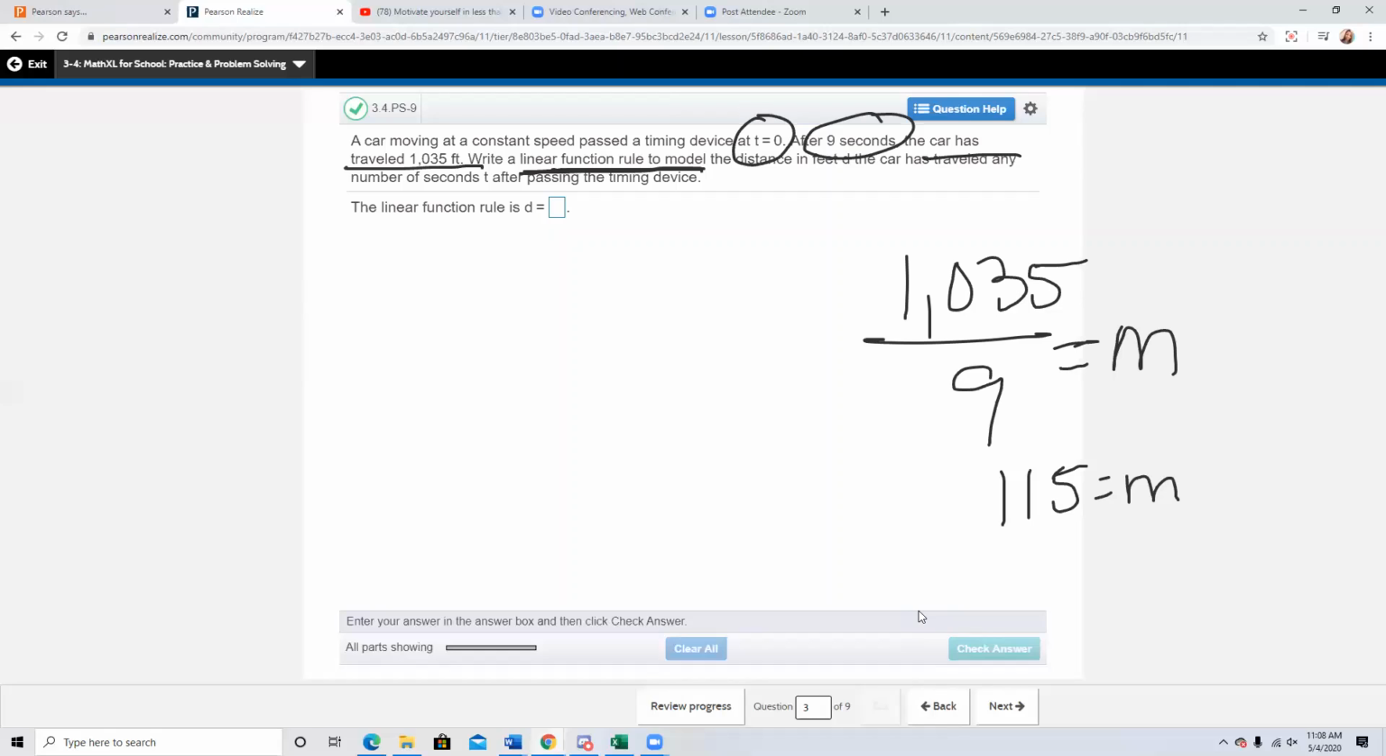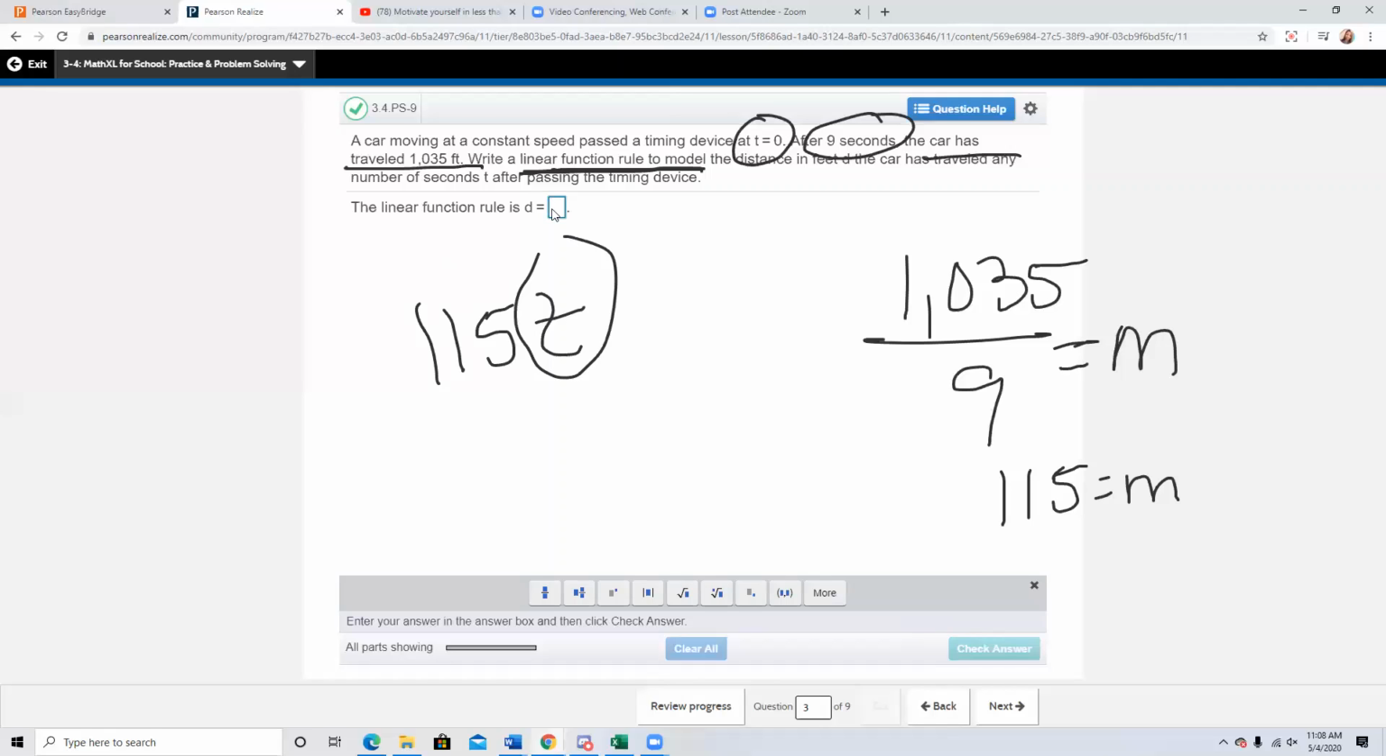But we have to find a linear function rule to model the distance. So if I were to travel 20 seconds, how do I do that? This will be 115 times t, because regardless of what time I went, I can multiply by the actual slope of whatever hill we're on, which is a positive hill. So that means we must be going up. So 115 times t will be our answer.